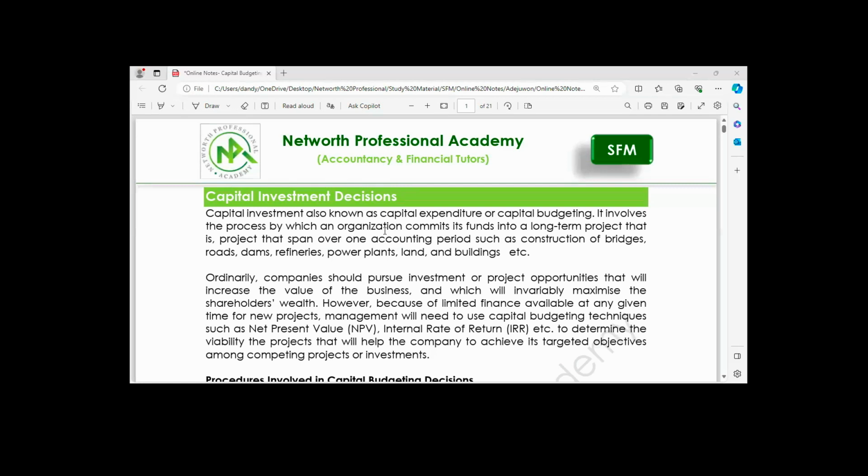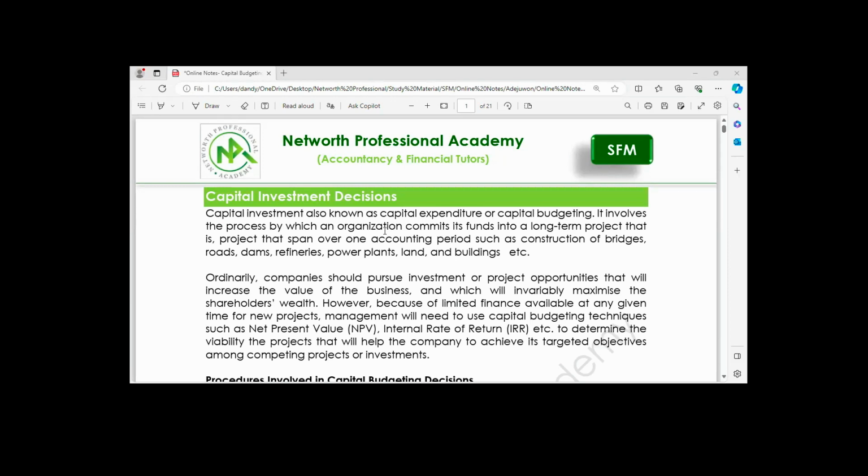We are going to talk about procedures involved in capital budgeting decision. Then thereafter, we are going to learn about features or characteristics of capital budgeting. Then next one will be to discuss the project evaluation methods, under which we are going to talk about discounted and non-discounted cash flow methods.